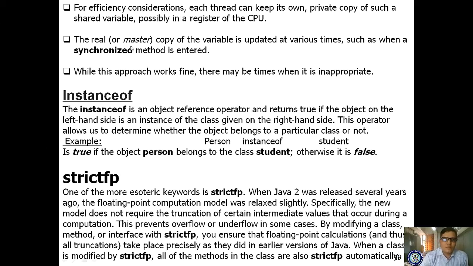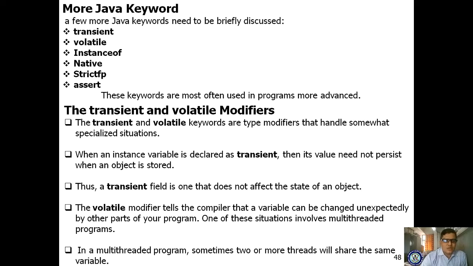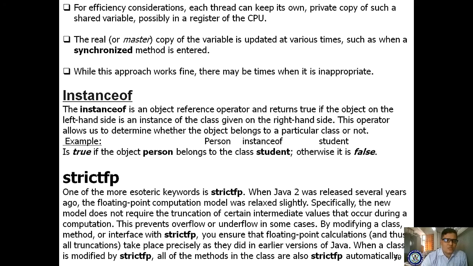In reality, our master copy of the variable is updated at various times, such as when a synchronized method is entered. So the copy we are maintaining in the register is going to be updated several times if you make that variable volatile. While this approach works fine, there may be times when it is inappropriate. Anyhow, that is the volatile keyword, and we are moving to instanceof.